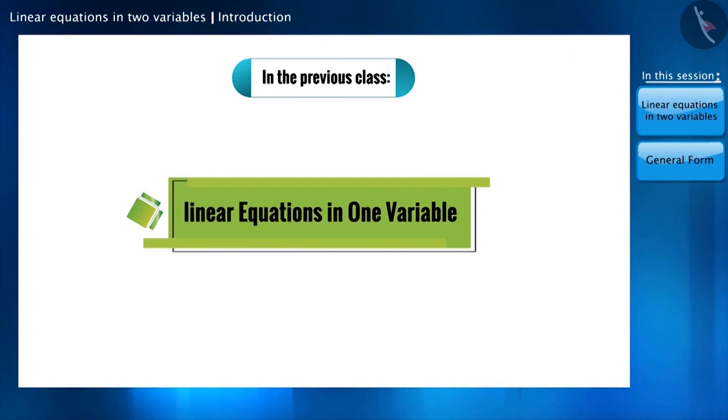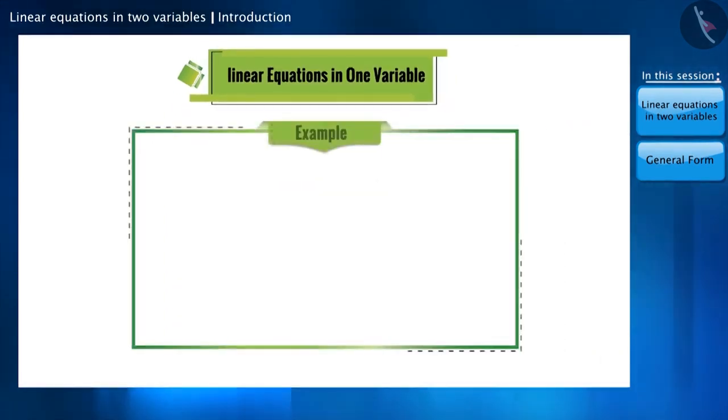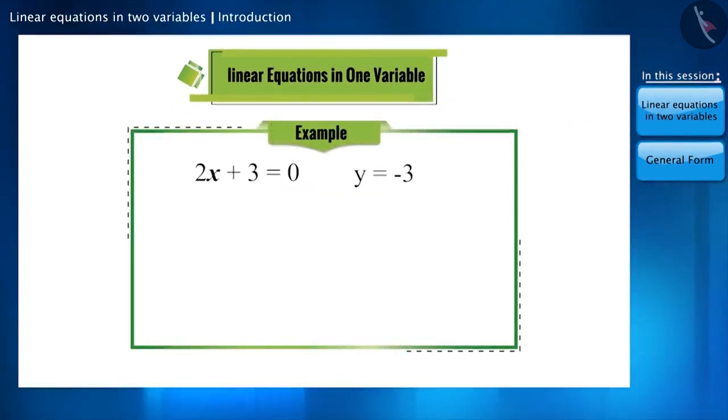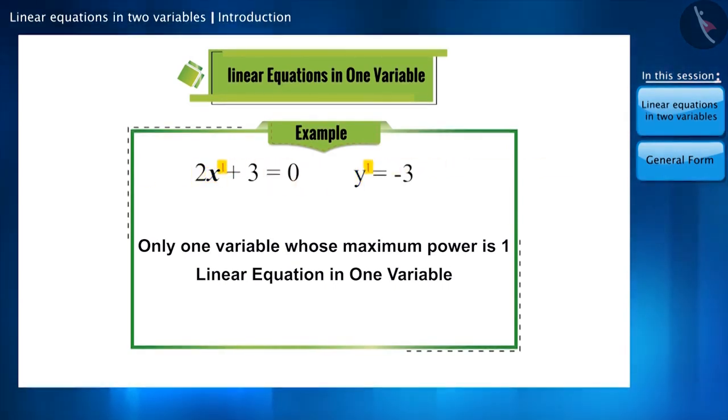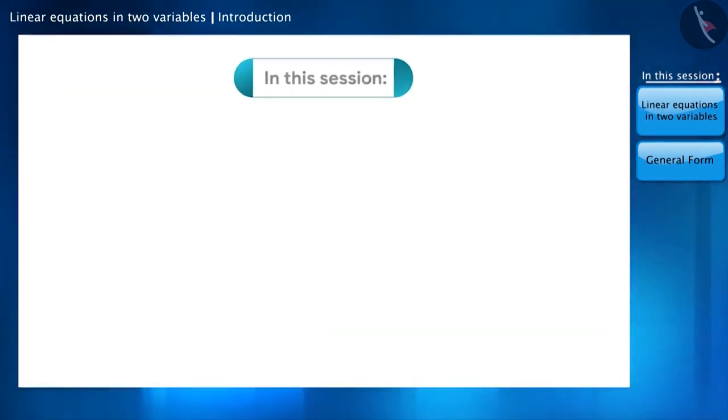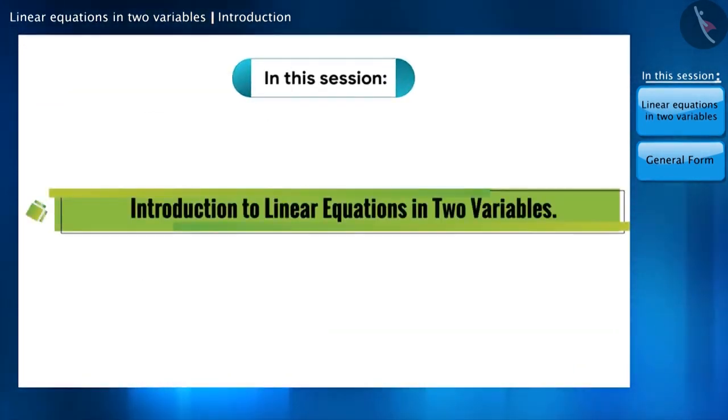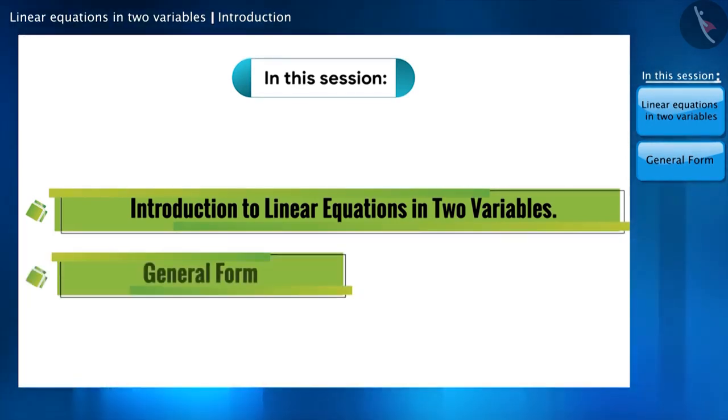In the previous class, we learned about linear equations in one variable. Here are some examples. Such equations have only one variable and its maximum power is 1. Therefore, it is called the linear equation in one variable. Today, we will move one step further and discuss linear equations in two variables and their general form.